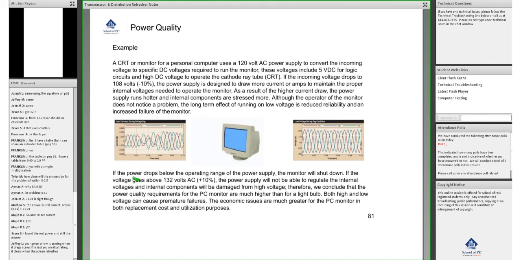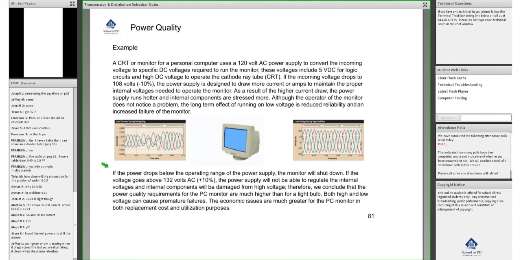If the voltage goes above 132 volts, plus 10%, the power supply will not be able to regulate the internal voltages, and internal components will be damaged from high voltage. Therefore, we conclude that the power quality requirements for the PC monitor are much higher than for a light bulb. Both high and low voltage can cause premature failures, where it was really just high voltage for the light bulb. The economic issues are much greater for the PC monitor in both replacement cost and utilization purposes.